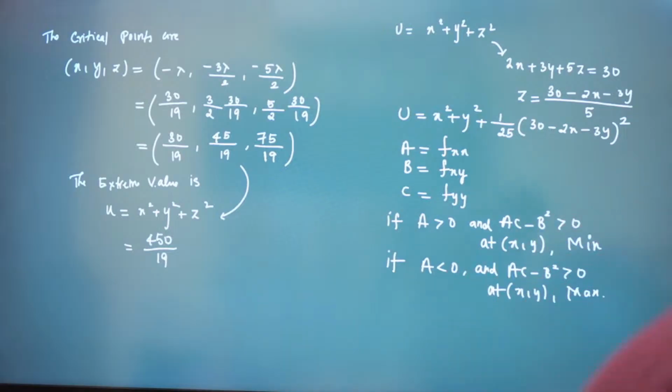This is nothing but a function of two variables, right? You know how to solve this. Suppose they ask you to find the maxima or the minima, then you have to do this. But here they are only asking for the extremum value, so you can do it at this stage itself. Okay.